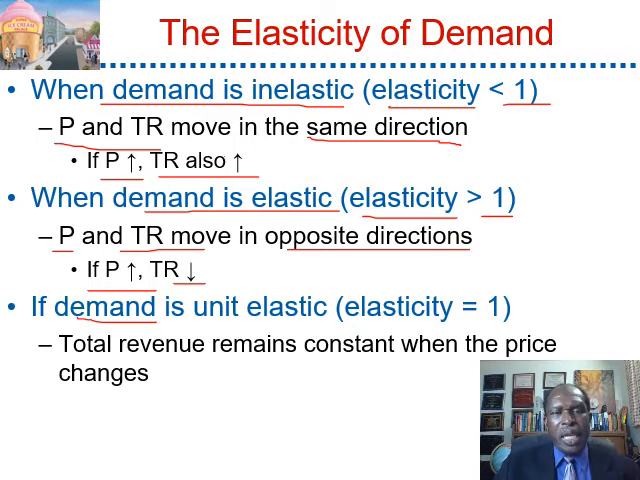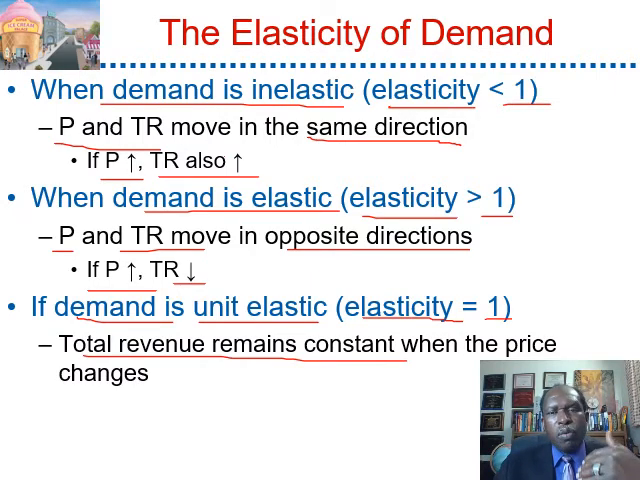If demand is unit elastic, the value of the elasticity equals 1, and total revenue remains constant when the price changes. Total revenue doesn't change when the price increases or decreases.